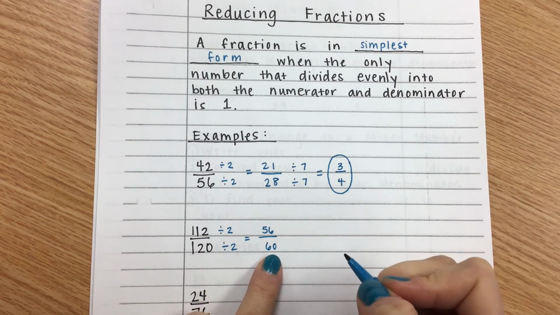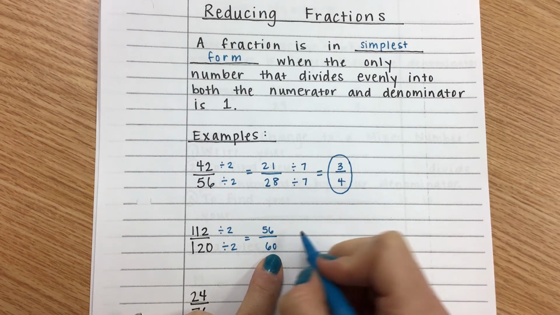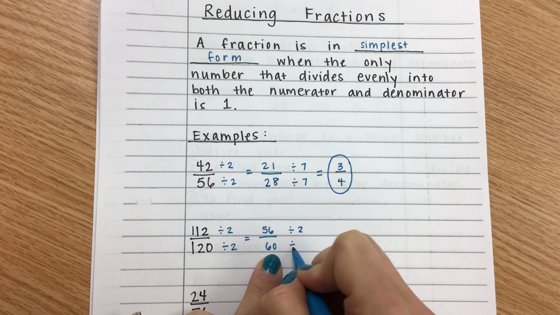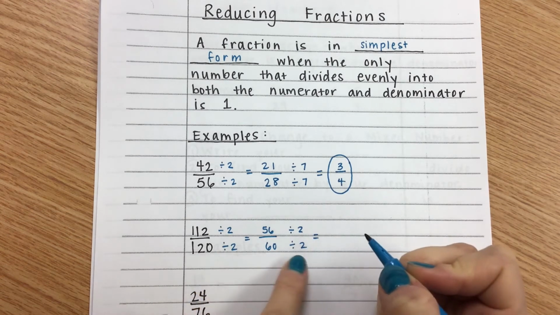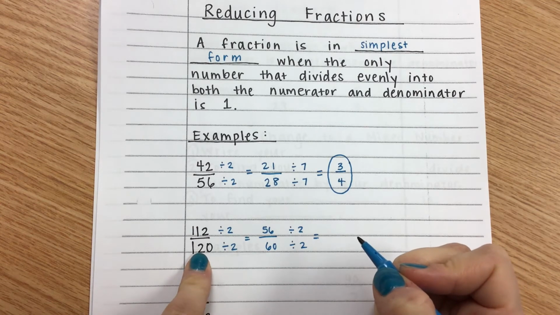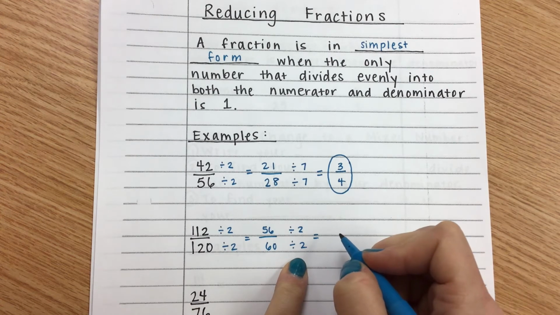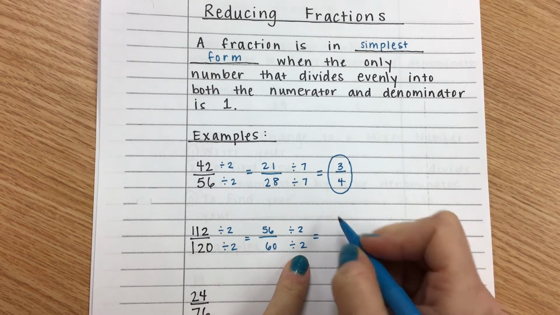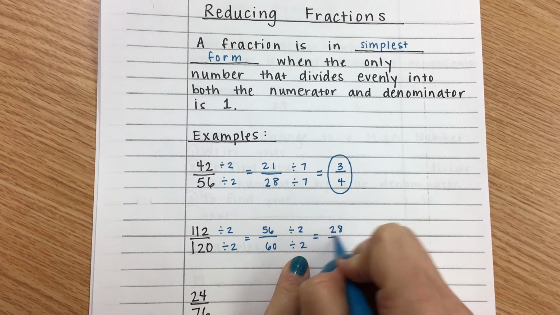So I see, again, they're both even, so I could divide by 2 again. And there's nothing wrong with doing this. Now, could I have started off and divided by 4 or a larger number? Sure, but there's nothing wrong with just going by 2s if they're still even. So 56 divided by 2 gives me 28. 60 divided by 2 gives me 30.